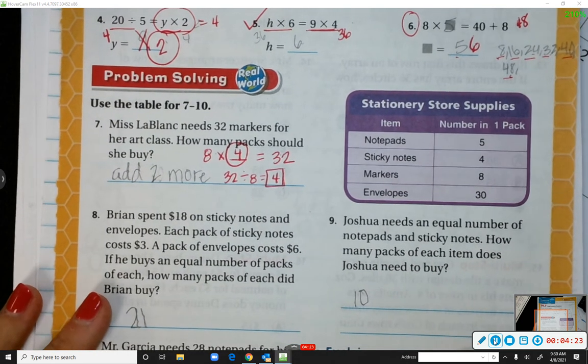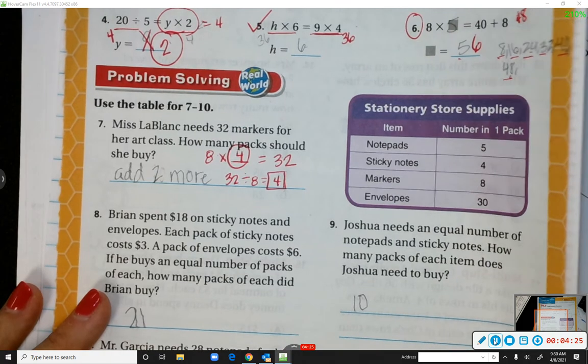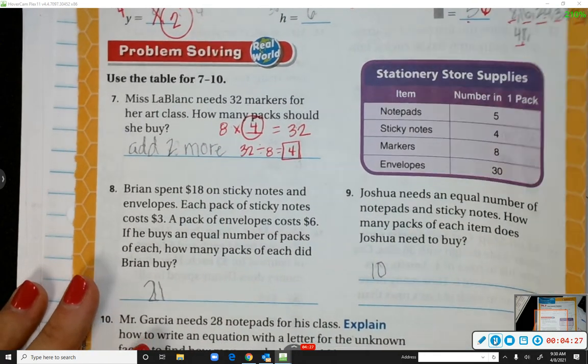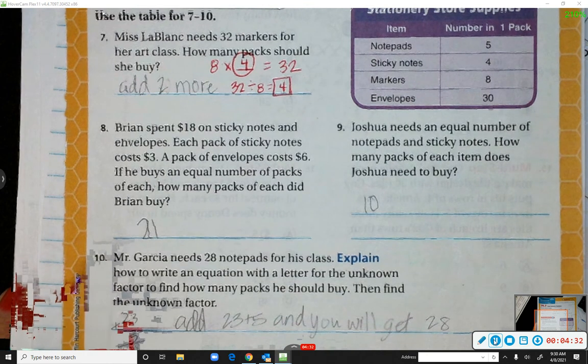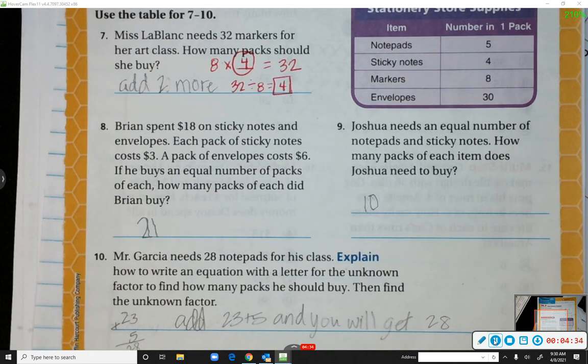Okay, number 8. Brian spent $18 on sticky notes and envelopes. Each pack of sticky notes costs $3. A pack of envelopes costs $6. If he buys an equal number of packs of each, how many packs of each did Brian buy?